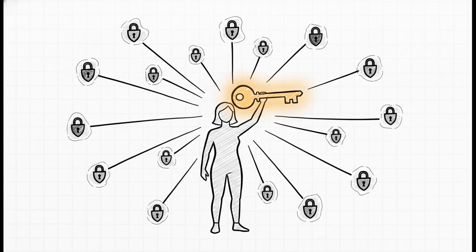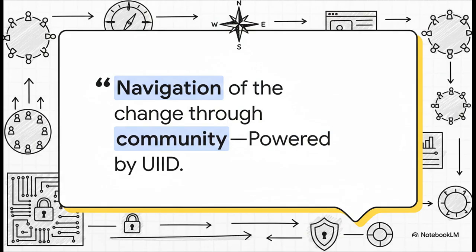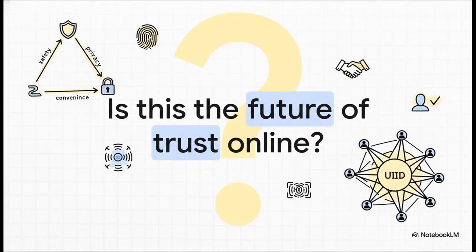This is the middle ground in that whole identity versus privacy debate, and it could create a digital world that is safer, faster, and way more private. There's a quote from the source material that just captures this perfectly. It's all about empowering communities through this new form of identity, helping us navigate all the massive changes happening in our digital lives. And all of this leaves us with one last big thought to chew on. By solving that seemingly impossible puzzle of safety, privacy, and convenience, technologies like the UIID are forcing us to ask a really big question. Are we finally looking at the beginning of a new, more trustworthy internet?